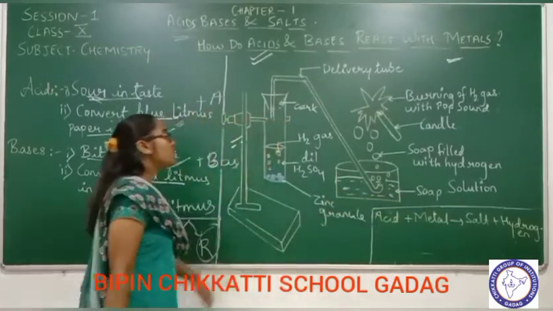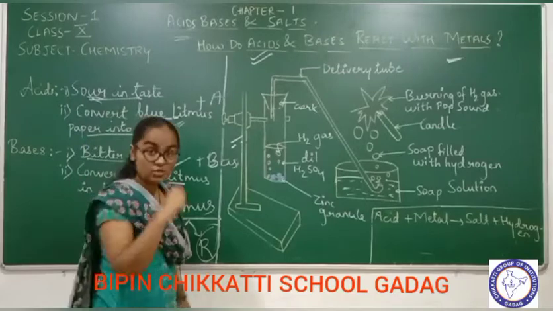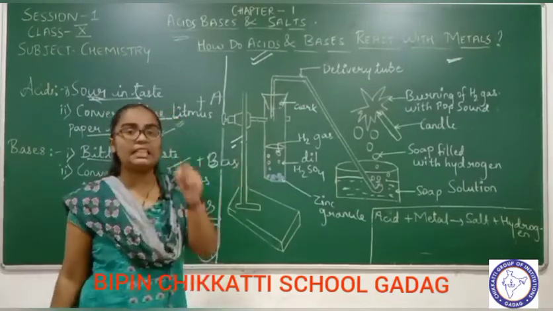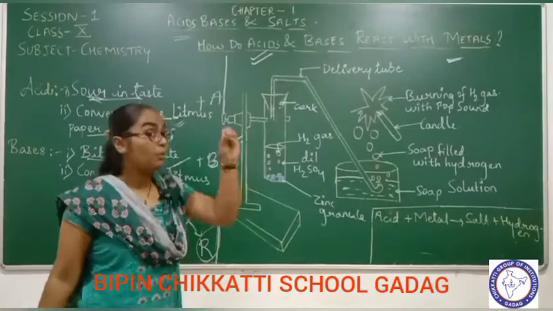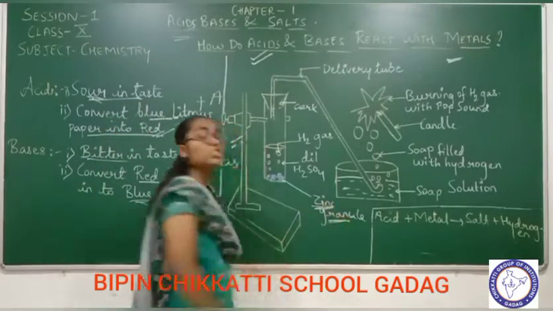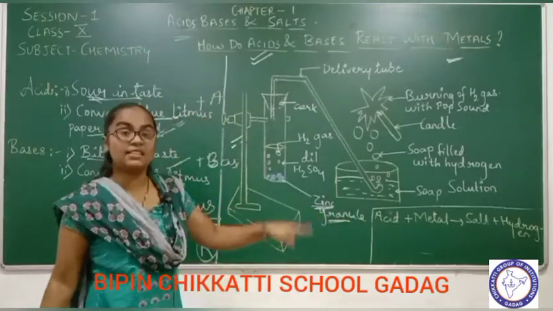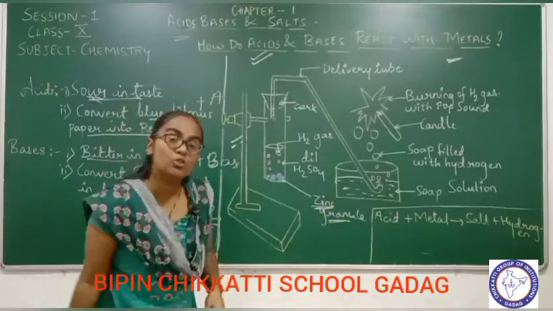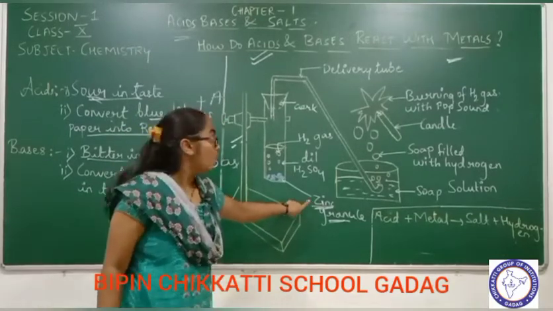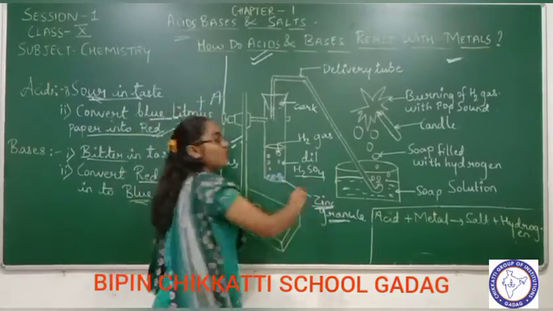Okay, now what does this test tube contain? The main important ingredient which has to be poured into the test tube is metal. First one is metal. Which metal? Zinc metal. Zinc metal we are taking in the form of granules, right? So zinc metal has been added into the test tube, along with what? The dilute sulfuric acid is added.